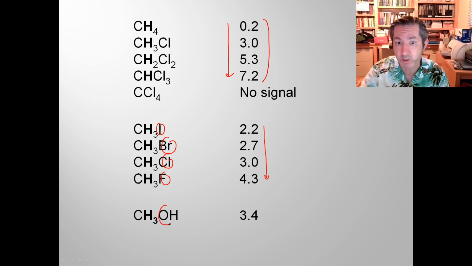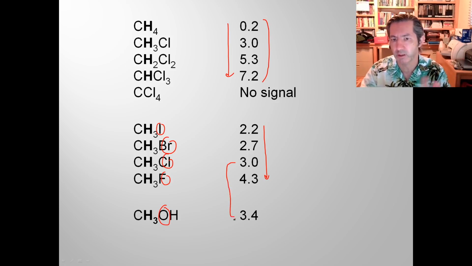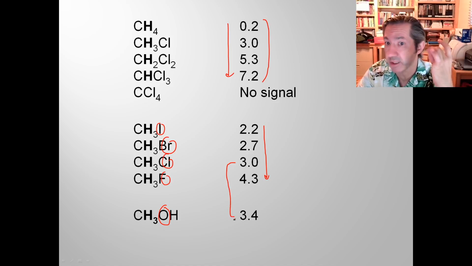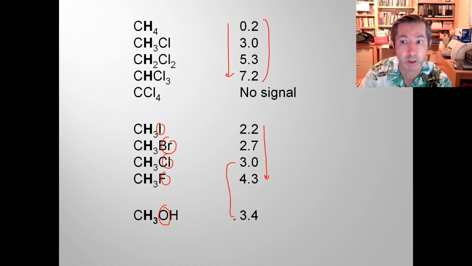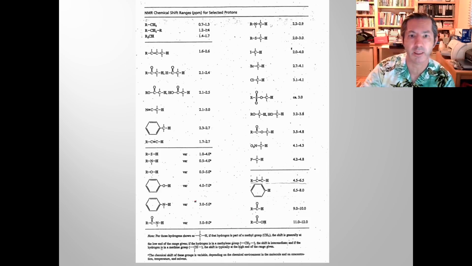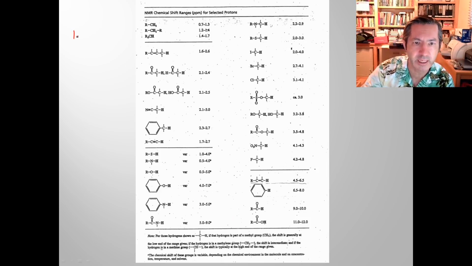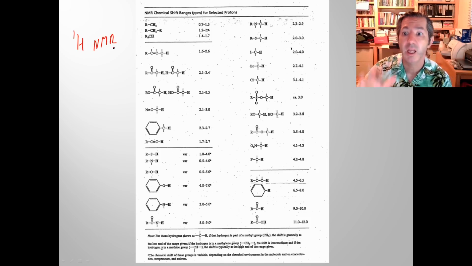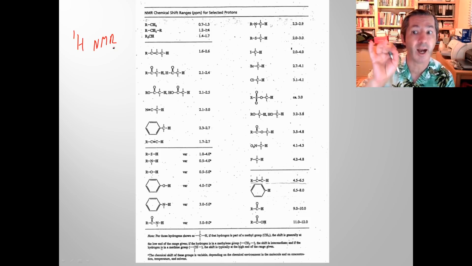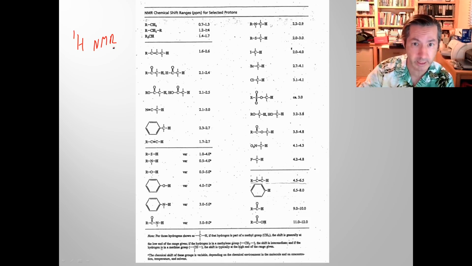And the same thing happens with alcohols. Similar in electronegativity to chlorine, so they fall about the same region there. And so we have some correlations here. And just as with IR spectroscopy, we have a correlation table specifically for proton NMR spectroscopy. So let's take a look at that. This is the proton NMR spectroscopy correlation table. And we're focusing on what's happening to the hydrogen atoms, ignoring the other ones.